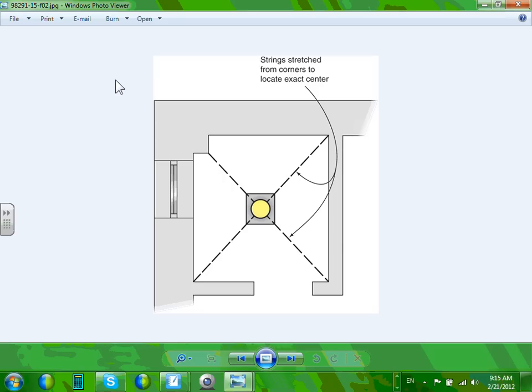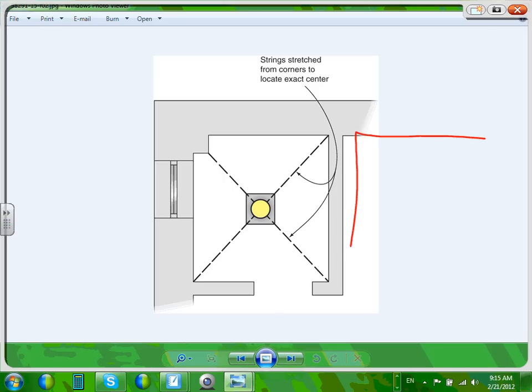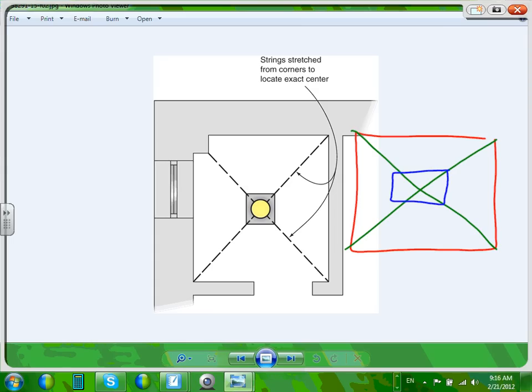So if you have a room like this, and this is just light distribution, and I need to put only one fixture, where would I put it? You draw a diagonal here and a diagonal here, and you put the lighting fixture right in the center of that area. Right in the center of that area. Makes sense? Makes sense.